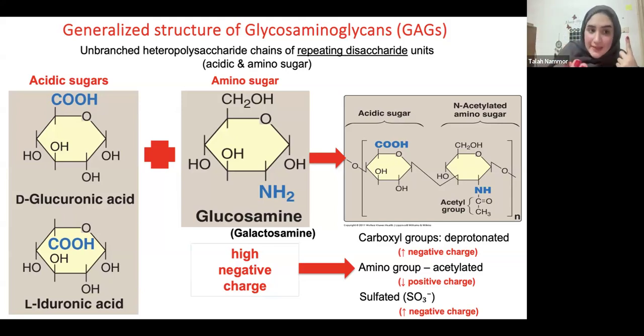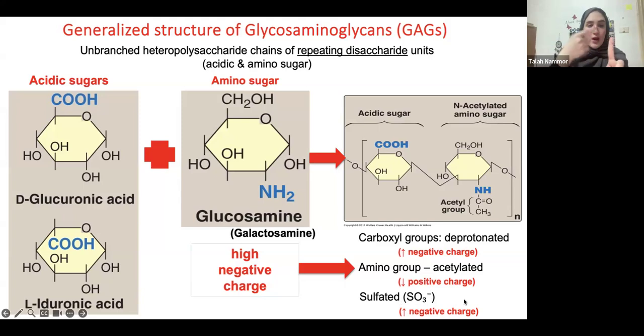It will be deprotonated. So we're going to remove a proton and it becomes negatively charged. The amino group is going to become acetylated, and this acetylation is just going to decrease its positive charge, and it will become less positive. Then we're going to have an amino sugar, or like a polysaccharide, that is sulfated. And by sulfated, what happens is we're going to add a sulfur group. And when we add a sulfur group, look at it, it's SO3 minus. So this minus is going to be there, so it's going to be negatively charged.